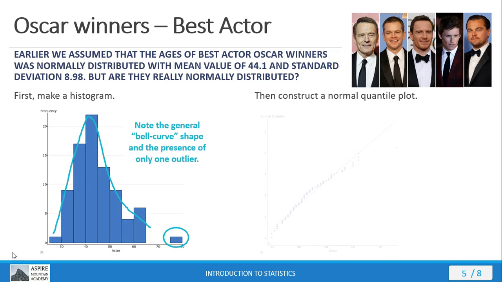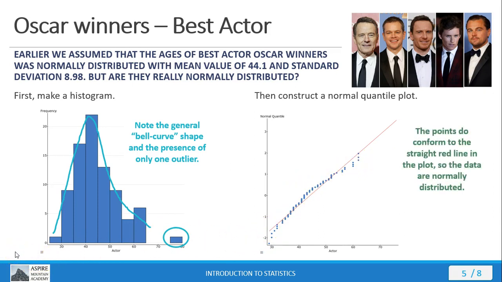Go ahead and make that normal quantile plot. It should look something like this. And yeah, you do kind of see sort of a snaking effect here, where you've got below, above, below, more or less there. But, given that we've got a general bell-shaped curve and only one outlier with our histogram, we're going to go ahead and just say this is normally distributed data.